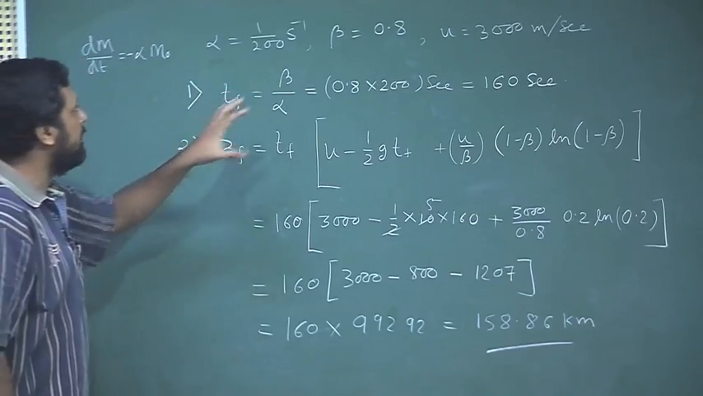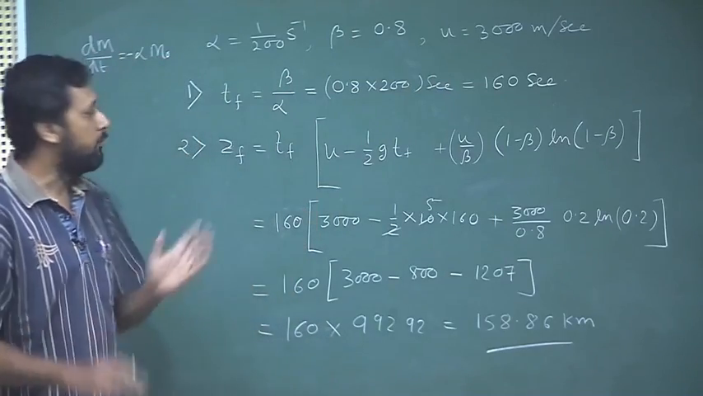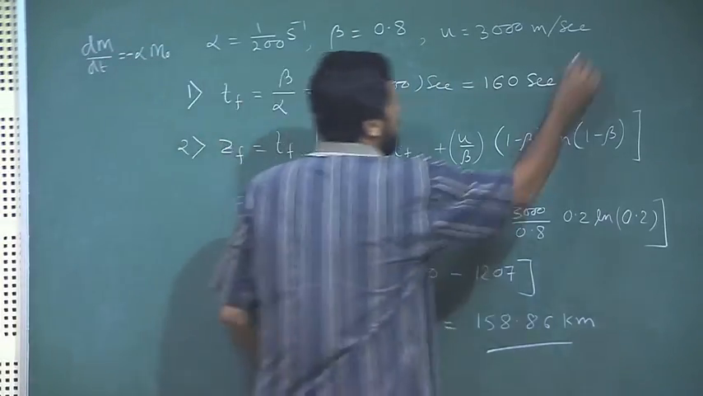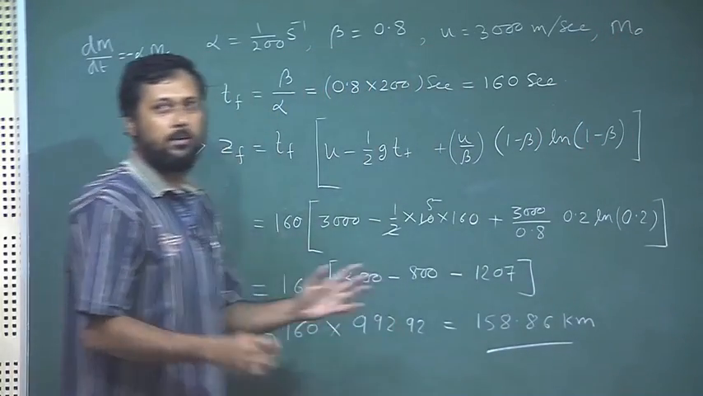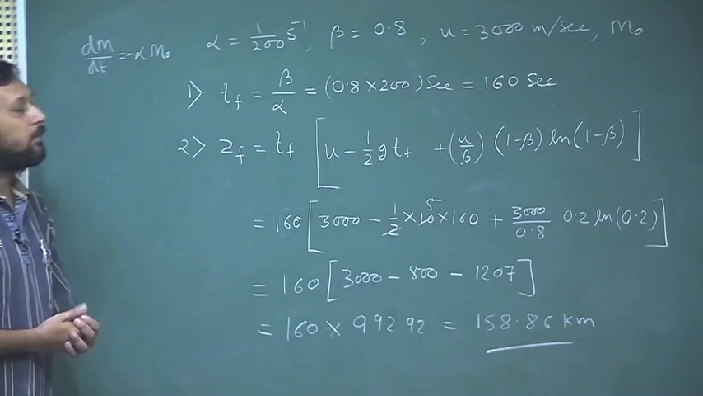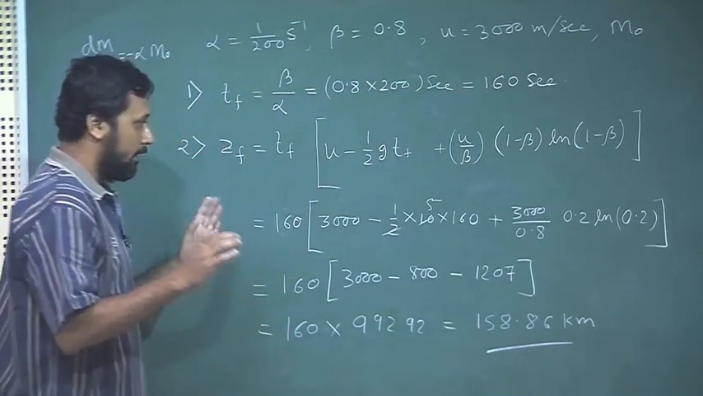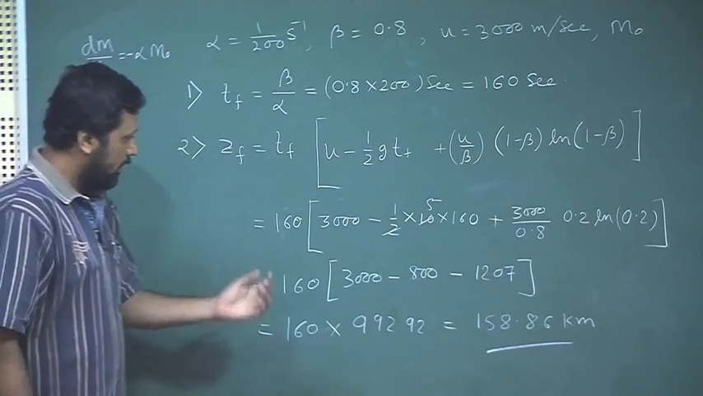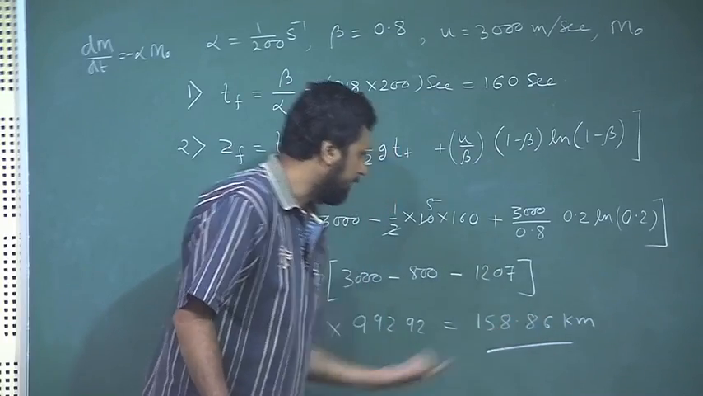So, we essentially need these parameters to describe a rocket. We need alpha, and also in order to have a better description, if we have m0 alongside it, which is not terribly important, but we can also have m0. So, if we have all these 4 parameters, then we can get a total physical picture of a rocket. Okay. So, the final distance is 158.86 kilometers.